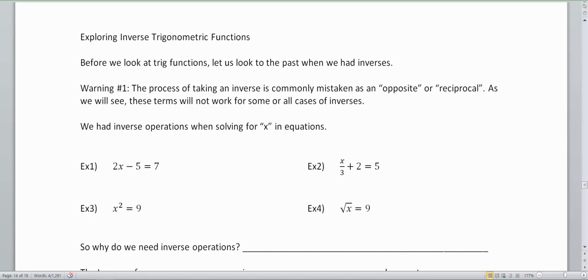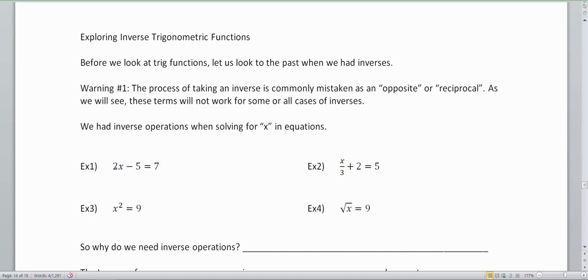Now, I will give you a warning, and I will also just let you know that I can make this mistake as easy as anyone else. The warning is the process of taking an inverse is sometimes called an opposite or reciprocal. Well, these terms definitely do not work in these cases. Be very careful when you mean opposite. You're generally saying like 5 and -5. Those are opposites because they have an opposite positivity or negativity. Reciprocal is kind of like saying 5 and 1/5. Those are reciprocal numbers. But we're going to talk specifically about inverses.